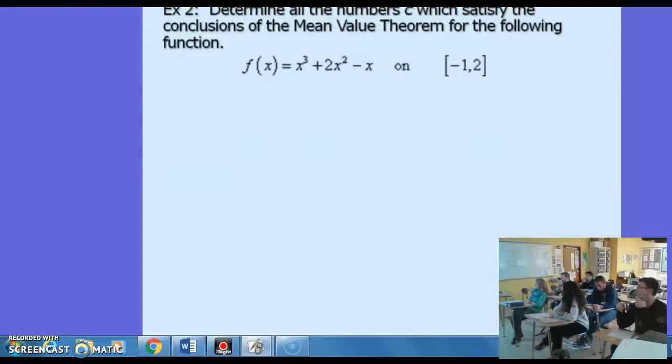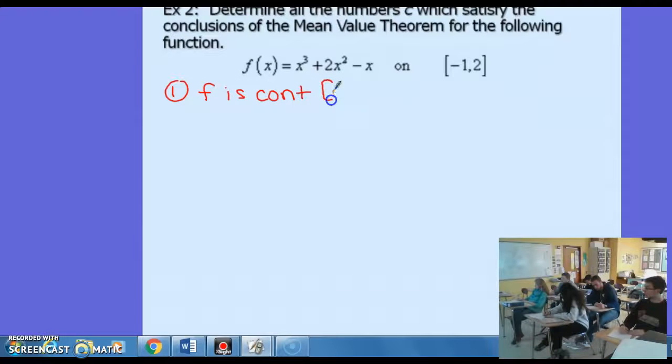So, what we want to do is still look at 1, 2, and now my 3 is a little bit different. My 3 is to find f of b minus f of a all over b minus a. So number 1, would this cubic function be continuous on the closed interval -1 to 2? To prove that the theorem is true, you have to write 1, 2, and 3. So you have to say f is continuous from -1 to 2.